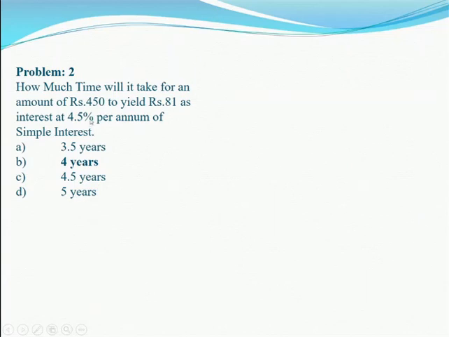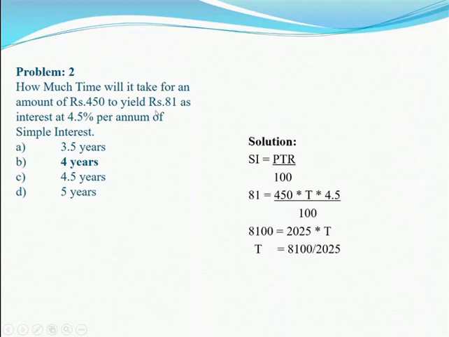Here they have told that the sum of money is 450, the interest that is earned is rupees 81 and the rate of interest is 4.5%. Therefore, by using the formula of simple interest and substituting the figures in the formula, we can easily arrive at the time period that is taken for a sum of 450 to earn an interest of 81 rupees. So let us see the solution.